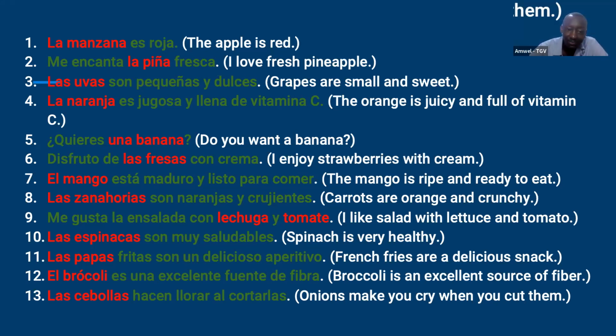Now I'll go to the vegetables. We have las zanahorias son naranja y crujientes. Carrots are orange and crunchy. Then las papas fritas son un delicioso aperitivo. Which means French fries are a delicious snack. Las papas means potatoes. Fritas means fried. So when you combine them, it's French fries, or fried potatoes, literally.